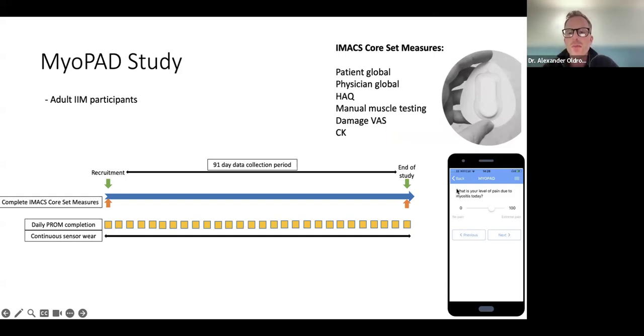So the patient global, usually a 0 to 10 scale, the physician global, 0 to 10, the HAQ, which is the health assessment questionnaire. The higher the score you get, the greater the functional impact of myositis is. The manual muscle testing, where we test the strength in lots of different muscle groups. A damage visual analog scale, where we assess how much irreversible damage has actually occurred. And then the CK, which is a muscle enzyme.